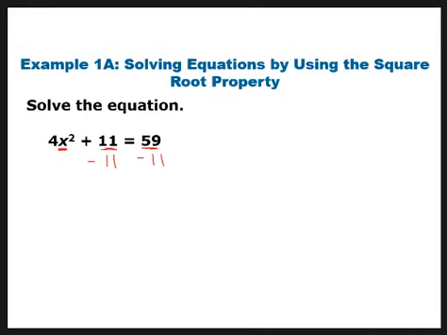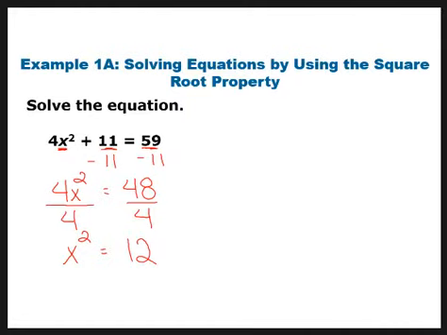Alright, so 4x squared is going to equal 48. I want to get this x squared by itself, so I'm going to divide by 4. So x squared is going to equal 12. Okay, now that I have the x squared all by itself, I can use a square root to actually get the x by itself. And on the other side, for right now, we would say I have plus or minus the square root of 12.